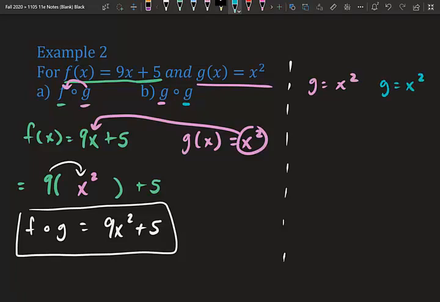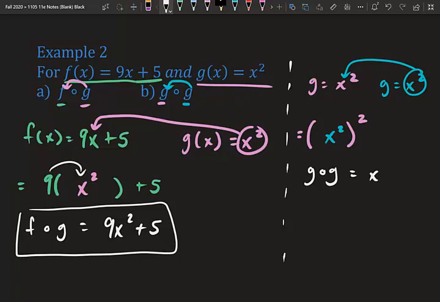So it's always second into first. So our first one, we have blank squared, and in the blank, we're plugging in x squared. So x squared squared, that's x to the 4th. So g composed with g equals x to the 4th. We multiply. 2 times 2 is 4.